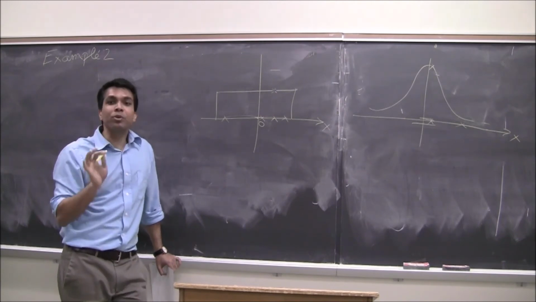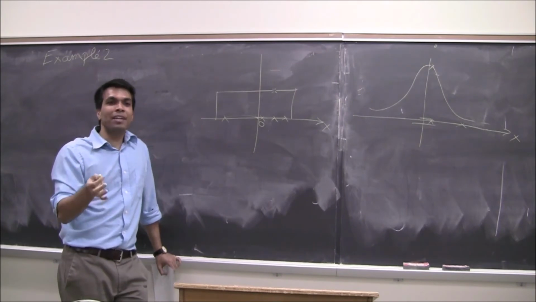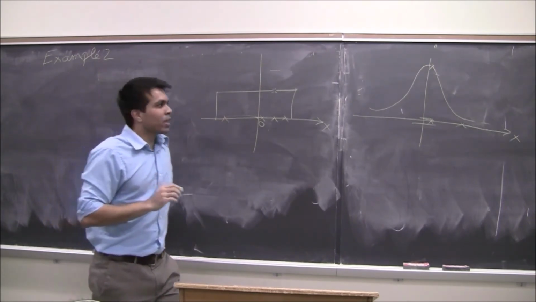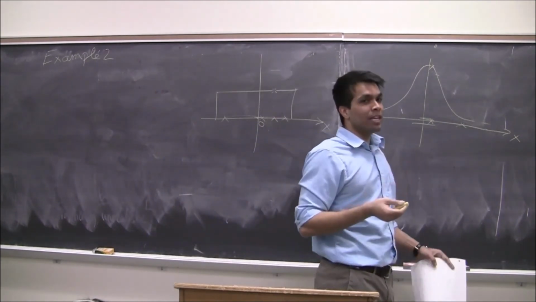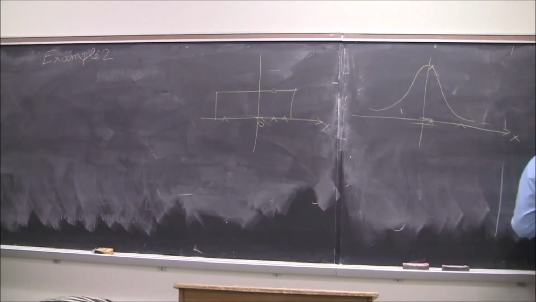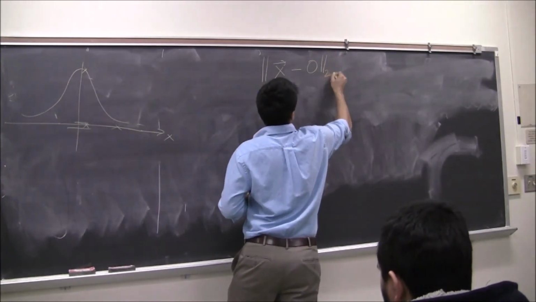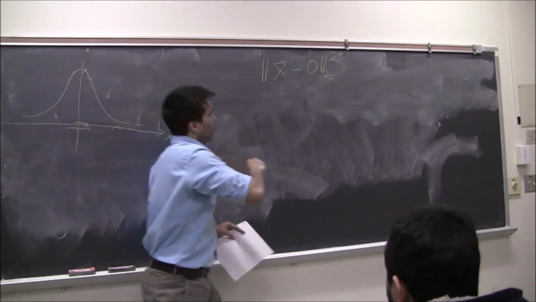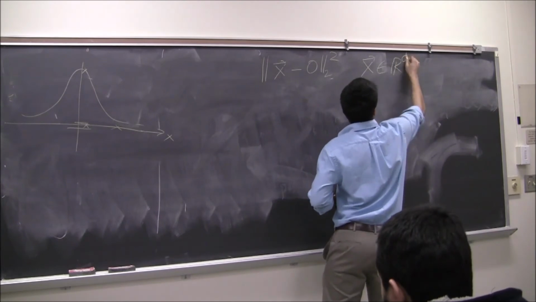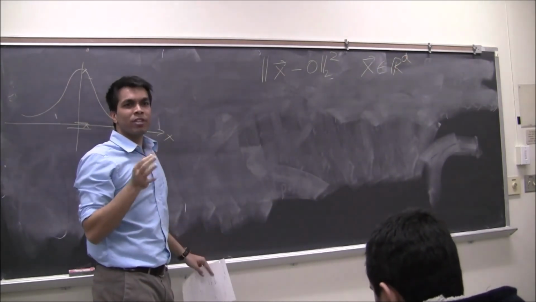In fact, you can do this really easily. You open MATLAB, you sample randomly according to uniform, and just look at the distance to 0. Now let's do that in a d-dimensional space. The quantity that I'm interested in is the L2 norm squared of x minus 0, where x lives in some d-dimensional space.